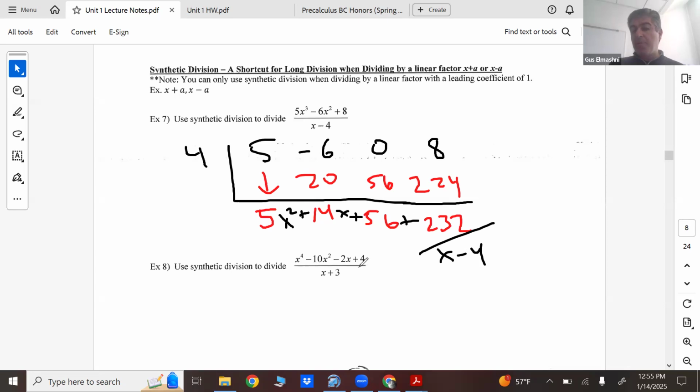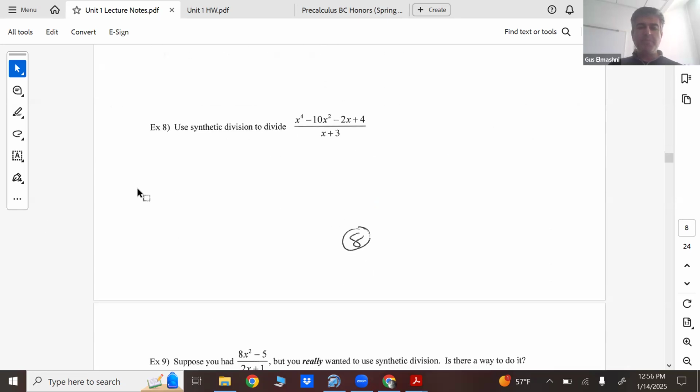For example 8, I'll leave it up to you if you want to do synthetic or the box method. It's up to you. I don't care. Do you guys have a particular way you want to do this? Here, I'll do the box method. I'll do it quickly. Here we go.